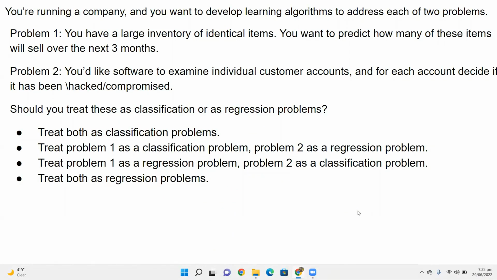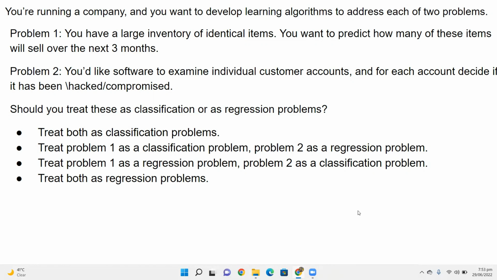Just a quick wrap-up question. Suppose you are running a company and you want to develop learning algorithms to address each of two problems. In the first problem, you have a large inventory of identical items. Imagine that you have thousands of copies of some identical items to sell, and you want to predict how many of these items you will sell over the next 3 months. In the second problem, you have lots of users and you want to write software to examine each individual customer's account, and decide whether or not the account has been hacked or compromised. For each of these problems, should you treat it as a classification problem or as a regression problem?